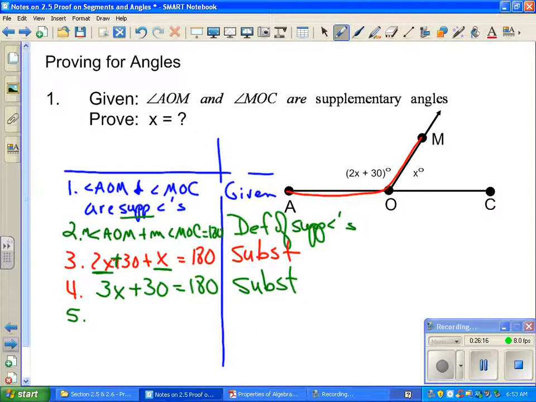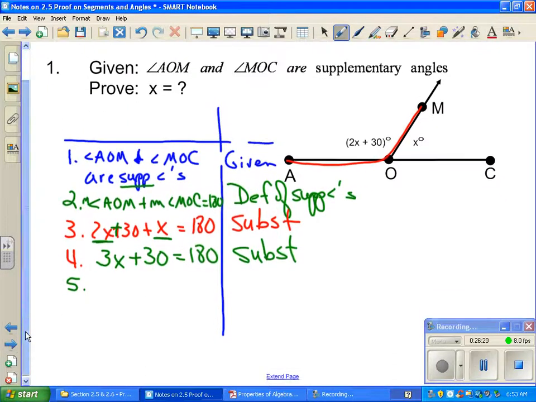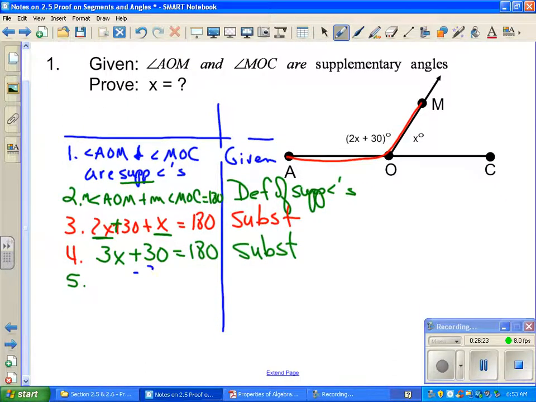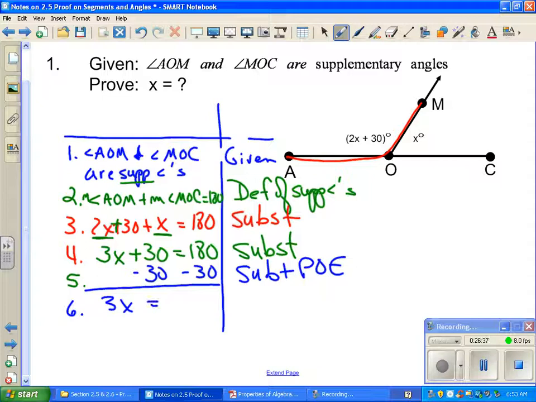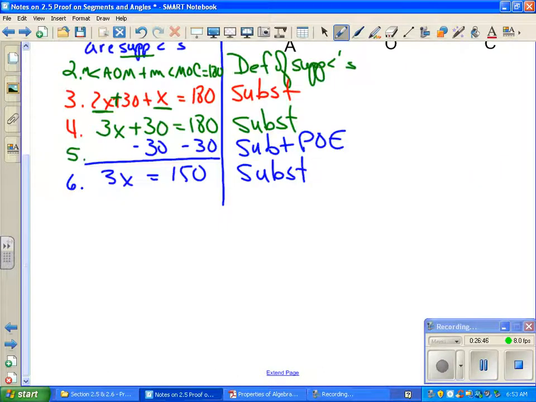Now, we've got it down to that 2-step method now that we're so familiar with. So we always get rid of the one that doesn't have the letter first. So we subtract 30. That means we've used the subtraction property of equality, because we're using subtraction to solve. So that'll be 3x equals 180 minus 30 is 150. And we just substituted the answer. Remember, every time you use an operational word, then you have got to say you substitute to get the answer.